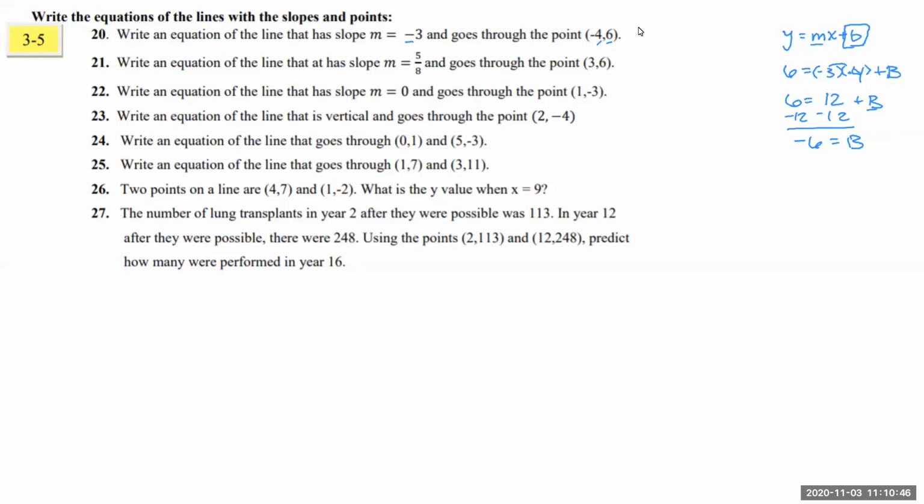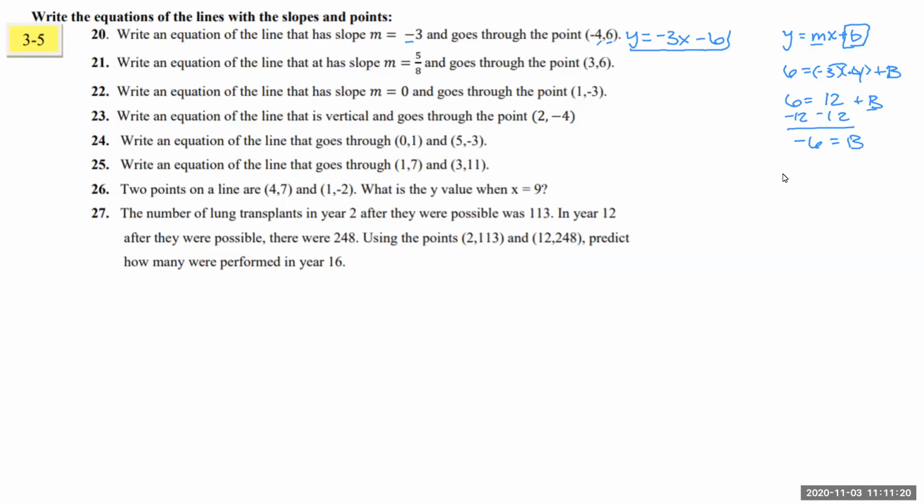Okay, so then when we are writing the equation, we're going to leave y and x the same. But for the m and the b, we are going to write those in from what we found. So we have y equals, and then -3 is our m, x stays the same. And then our b is -6, so really we're subtracting 6. And this is the first equation for number 20. For 21, we're going to be doing the same thing.